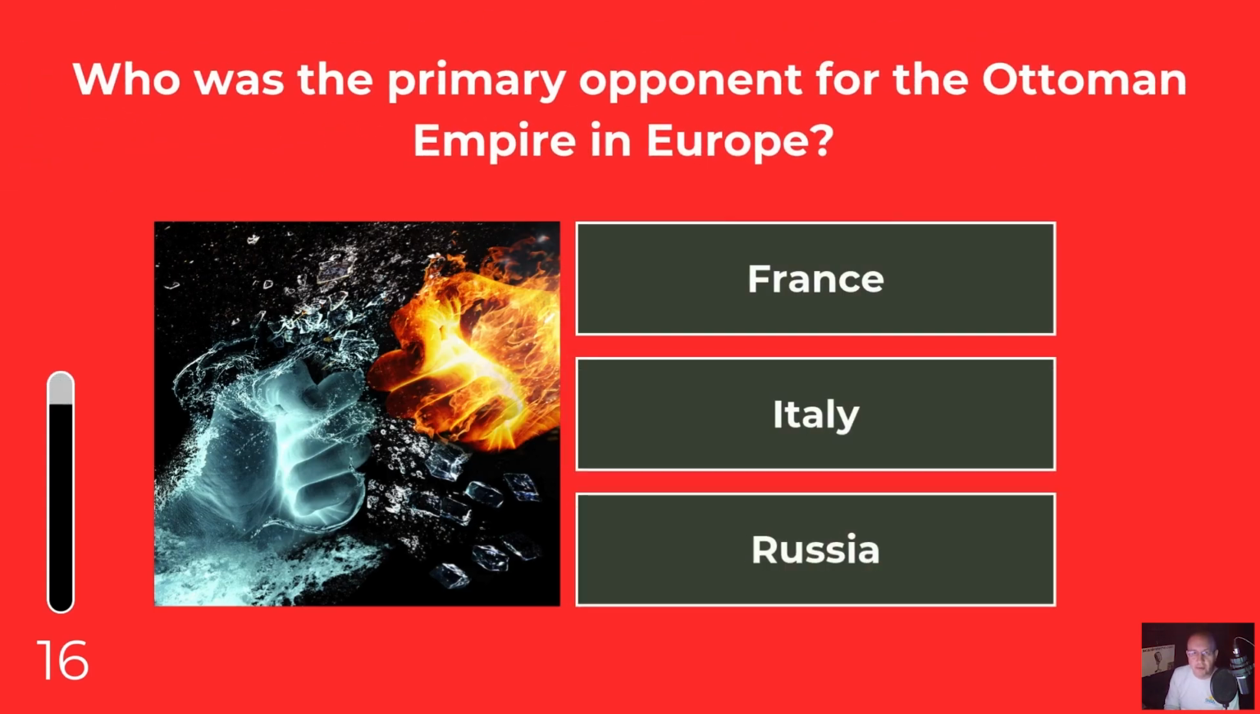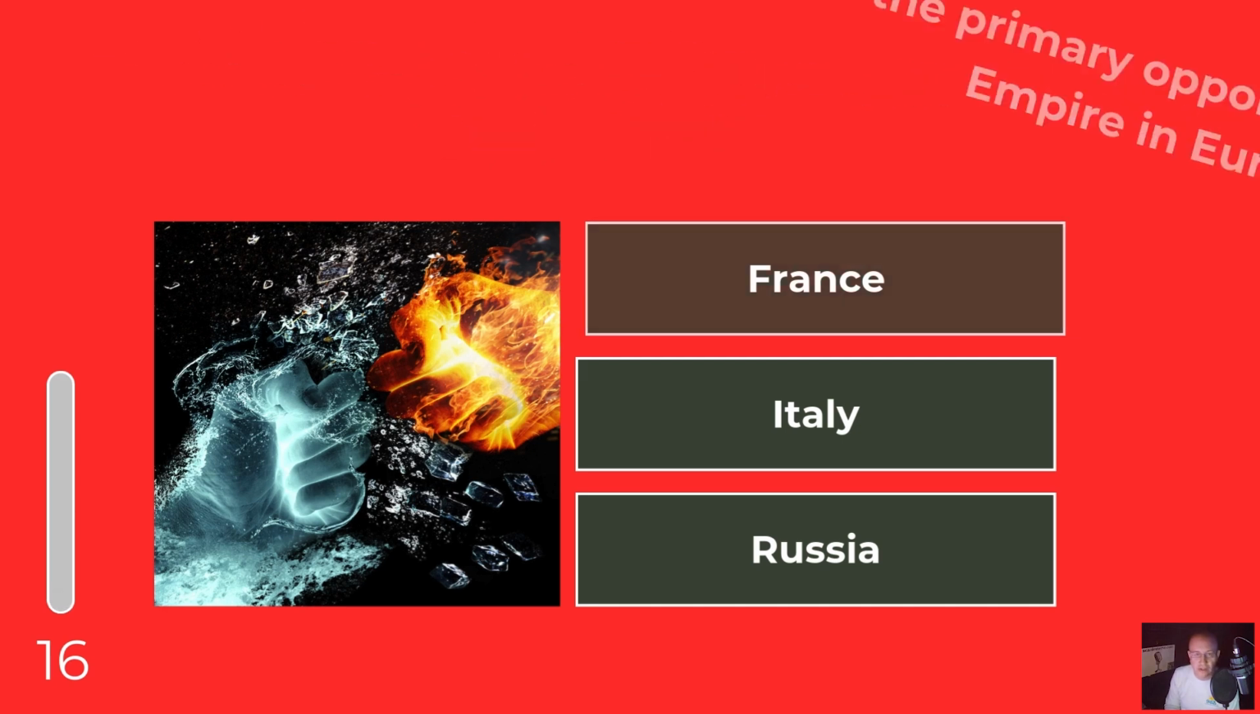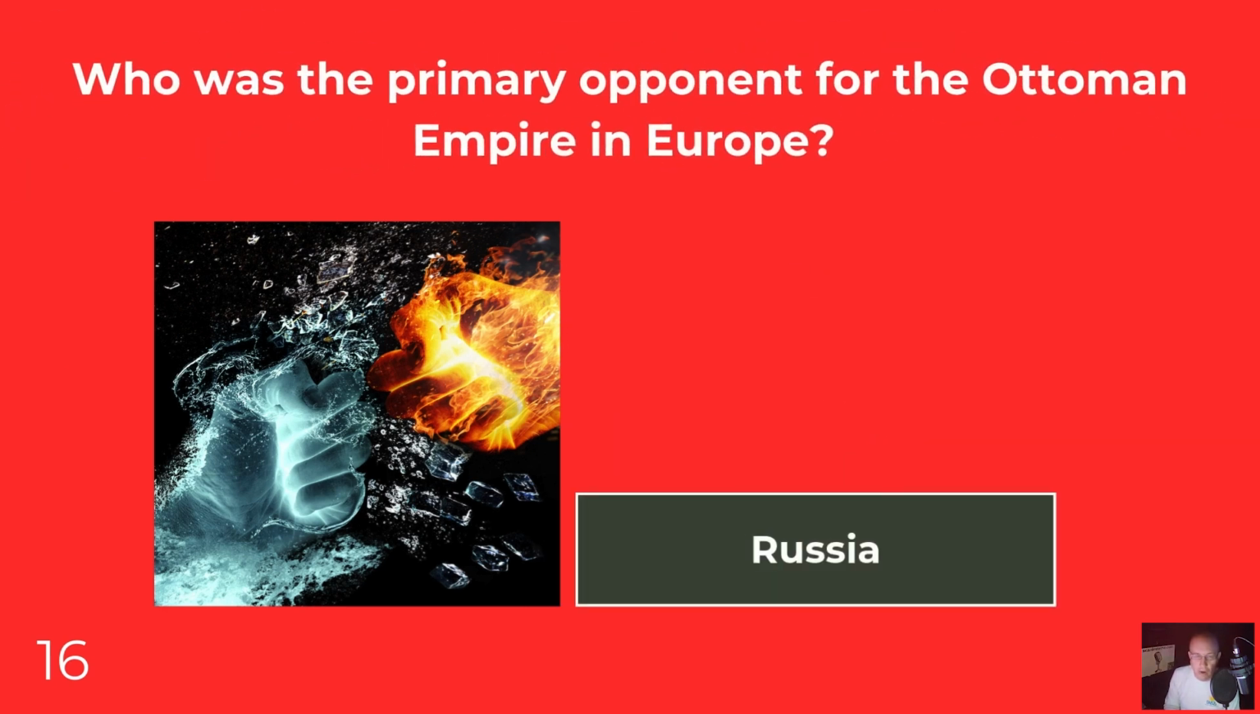Who was the primary opponent for the Ottoman Empire in Europe? Was it France, Italy, or Russia? The Ottoman Empire's primary opponent in Europe was Russia.